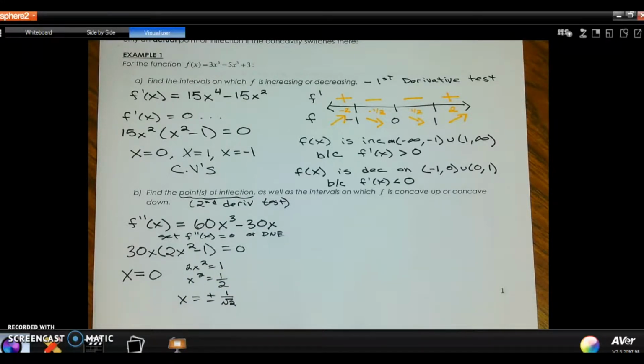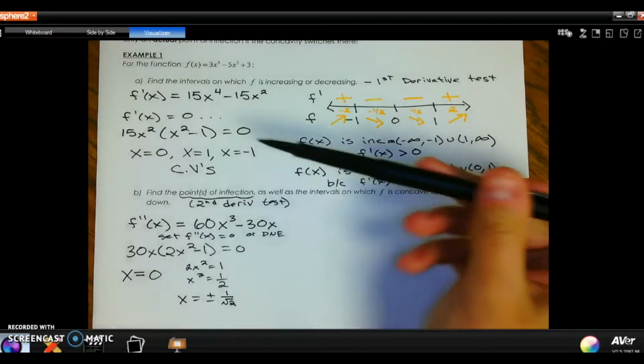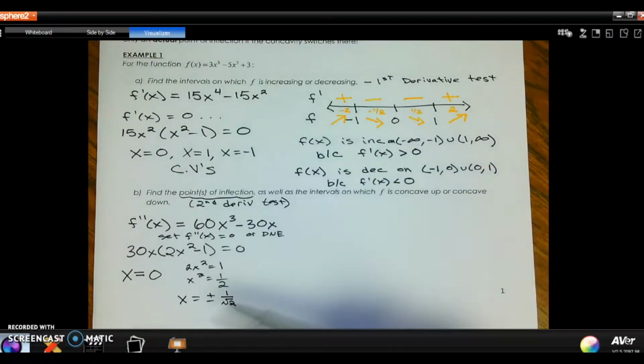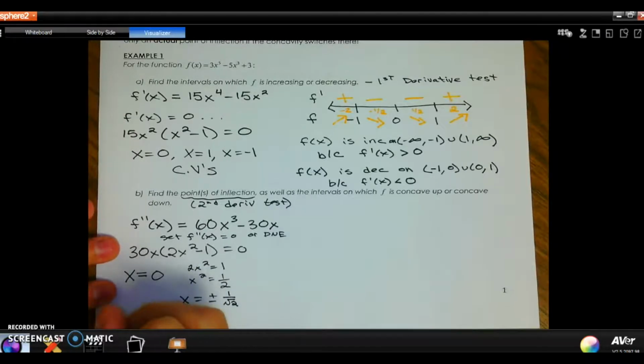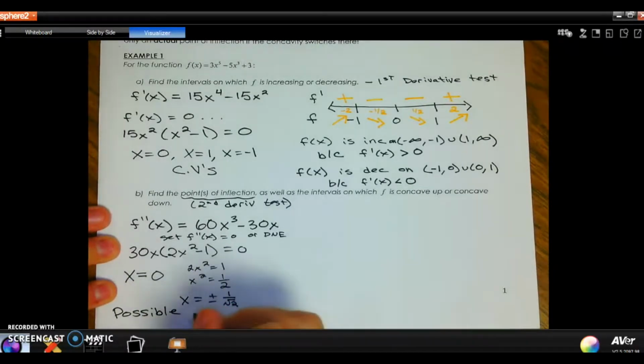Okay. And just like up here, we called them critical values, okay? Down here, these are your possible, and I definitely want you to underline that word possible, points, or really possible x values of inflection.